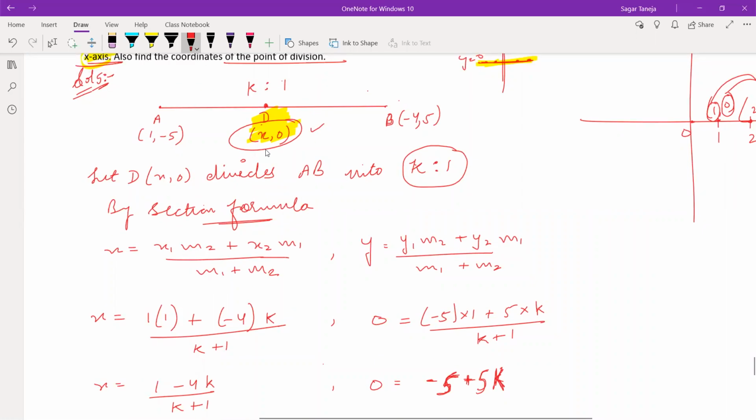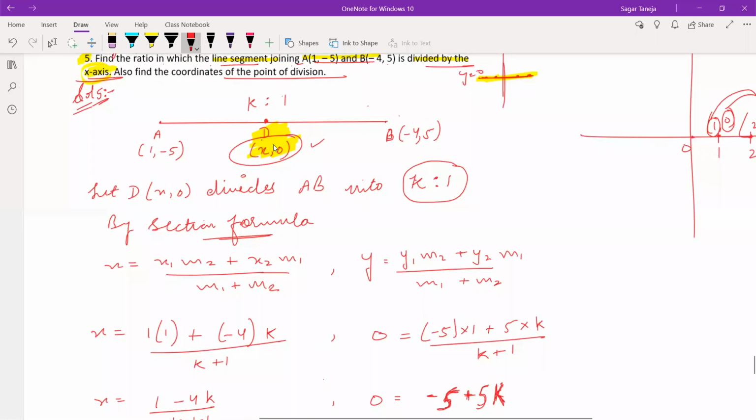Now what is x? This is x. And what is y? This is y. So in place of x we have to write only x, and in place of y we have to write 0 because y is 0. After that x1, y1 and x2, y2 are given here, and m1, m2 is this. This is m1, this is k, and m2 is 1. So put the values from here, this is x1 and this is y1, this is x2 and y2. So put all the values, and this is x and y.